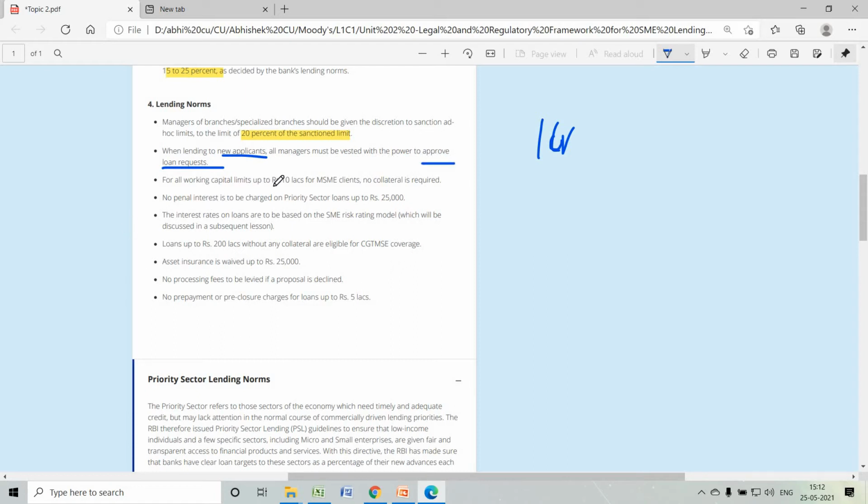Now, for all working capital limits of up to rupees 10 lakh for MSME clients, no collateral is required. So any MSME client asking for a working capital limit of up to 10 lakh rupees, no collateral is required for that, no additional security.